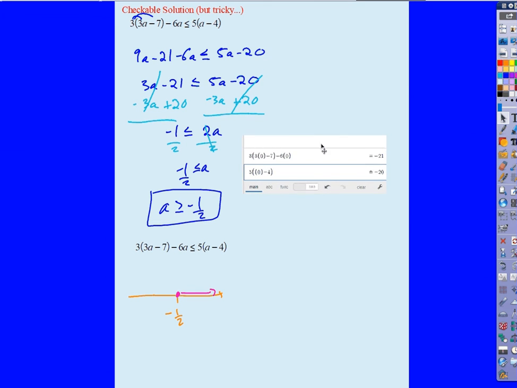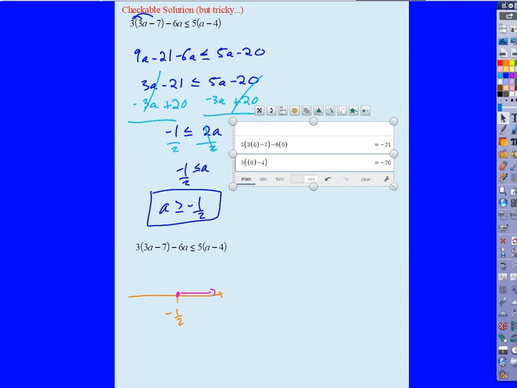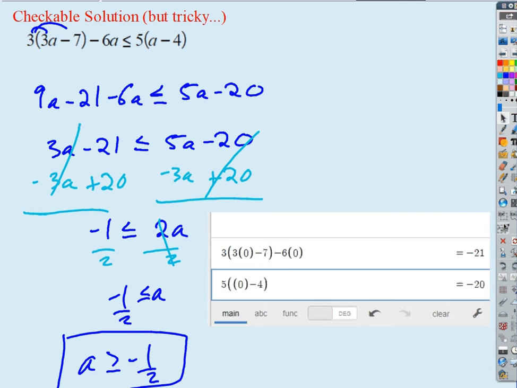So put it right there. Right? Okay, did it work? Well, this is supposed to be the left side. So when we plug these values back in, we're getting something like negative 21 is less than or equal to negative 20. True or false? True. It worked then, didn't it?